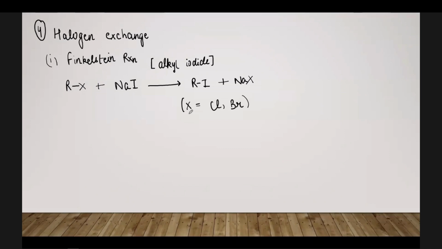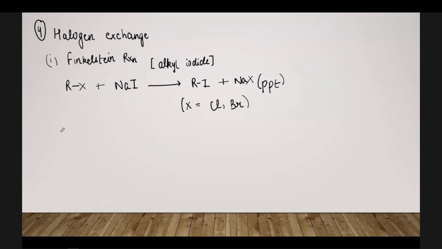So this reaction basically gives a good yield of the alkyl iodide, because this NaX that is formed is in the precipitate form. A precipitate is formed, which means it gets collected as a solid, and the concentration of this NaX in the reaction mixture will decrease, and so the reaction will go in the forward direction, right?